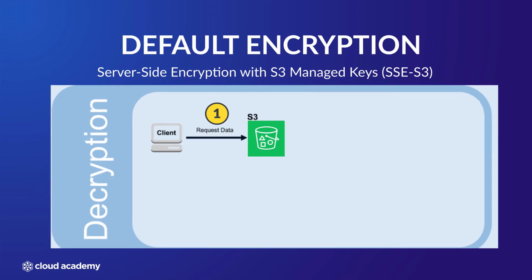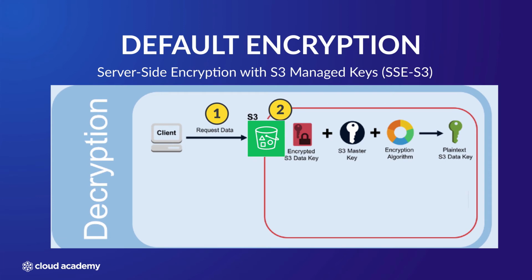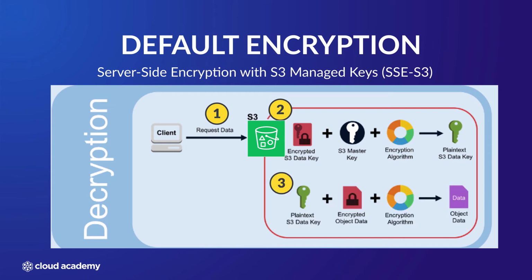For the decryption process, a request is made by the client to S3 to retrieve the object data. Then S3 takes the associated encrypted S3 data key of the object data and decrypts it with the S3 master key. The S3 plaintext key is then used to decrypt the object data, and the object data is then sent back to the client.